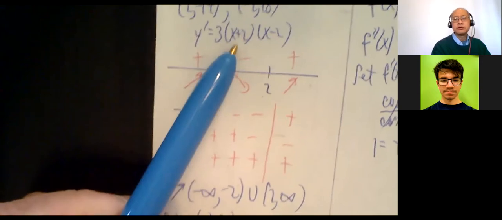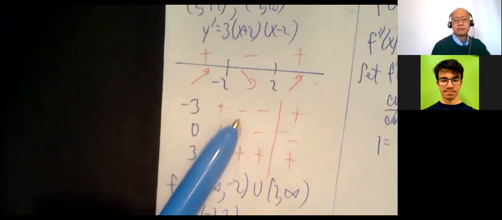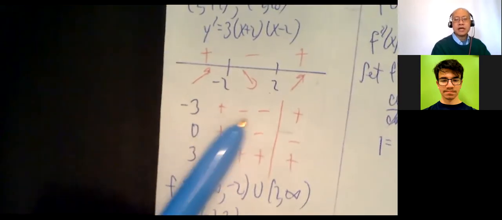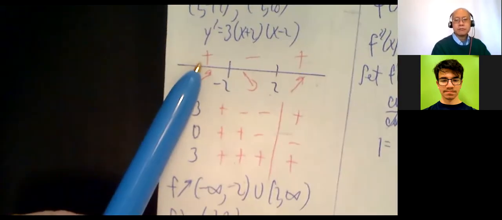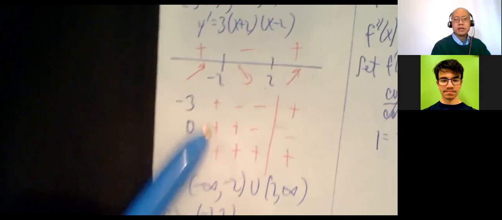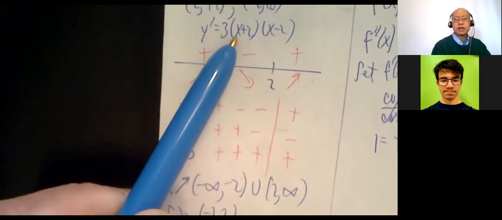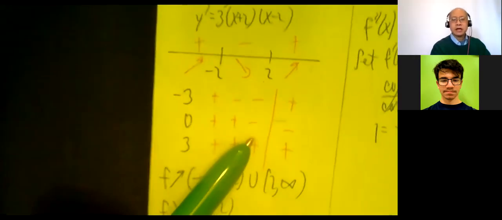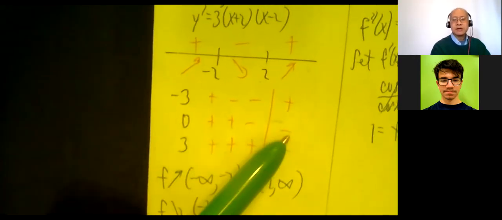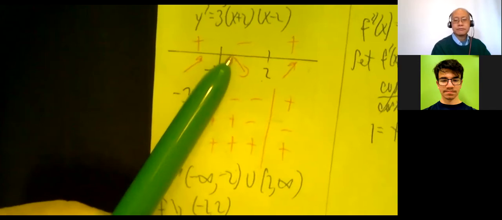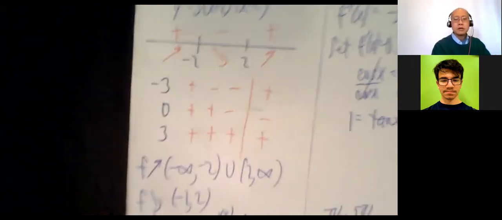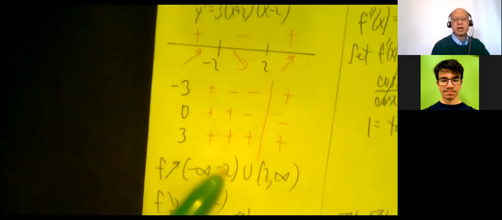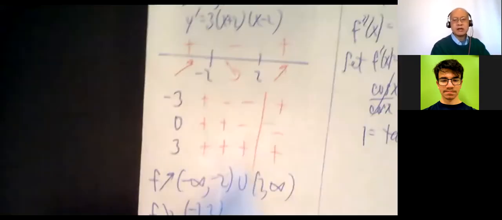Okay, -3 plus 2 is -1, negative. -3 minus 2, negative. Positive times negative times negative, positive. Plug in 0, 3 is always positive. 0 plus 2, positive. 0 minus 2, negative. Positive times positive times negative, negative. This region is negative. Okay, plug in 3. 3 is positive. 3 plus 2 is positive. 3 minus 2 is positive. So positive times positive times positive, positive.